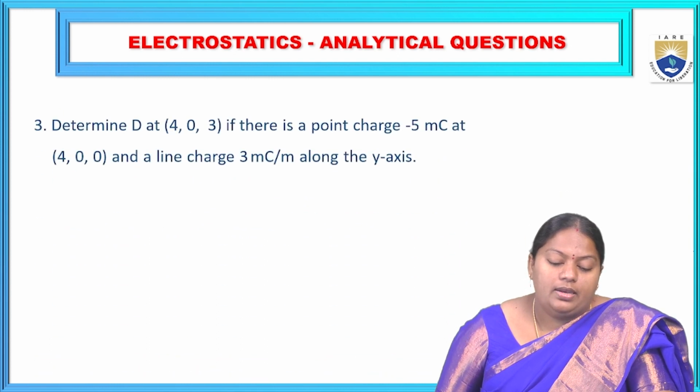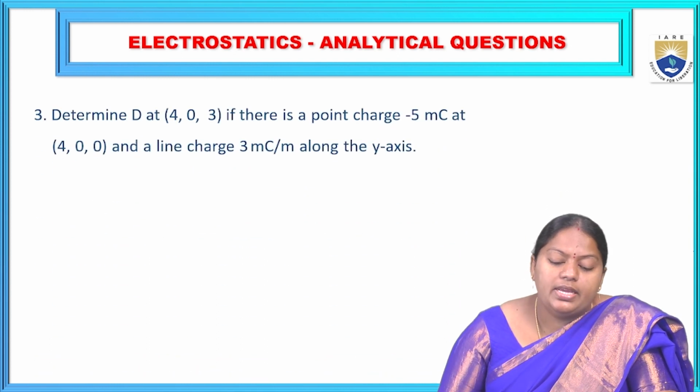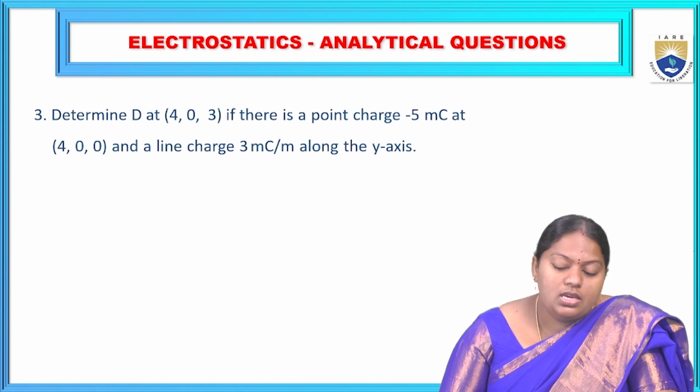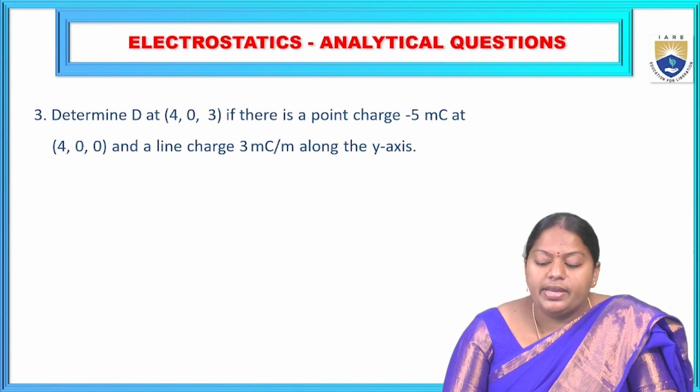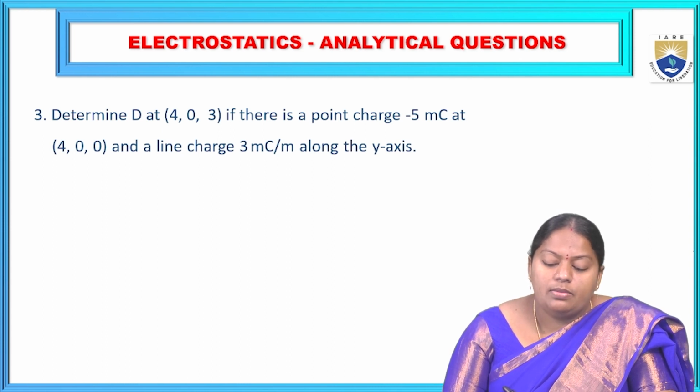Okay. Then the third one: determine D at (4, 0, 3) if there is a point charge of minus 5 millicoulombs at (4, 0, 0) and a line charge of minus 3 millicoulomb per meter along the y-axis. Okay.